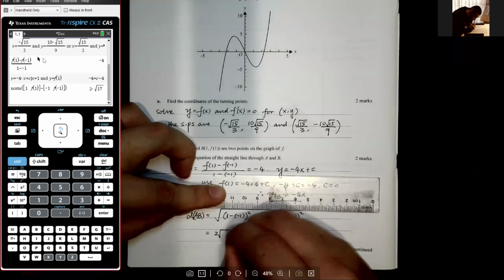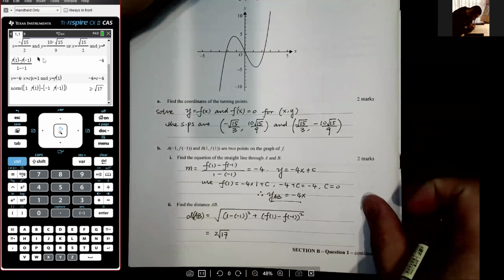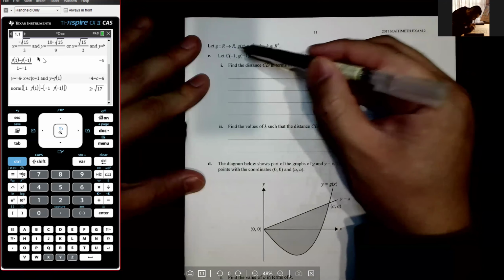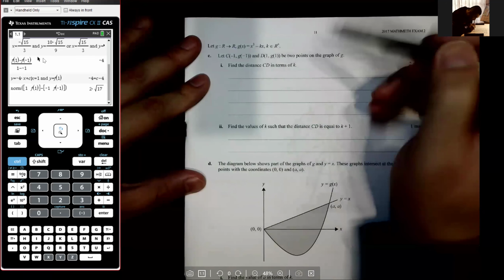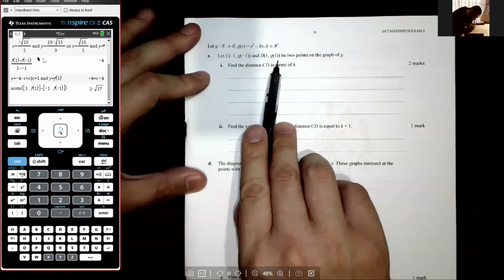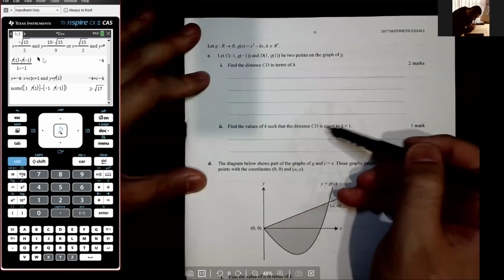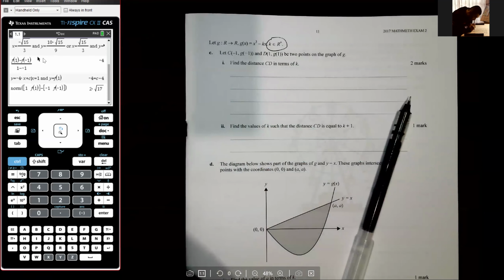Okay, so that is the first 5 marks. Then we move on. Now you have another function g of x, which is x to the power 3 minus kx, where k is a positive real number. We have C and D. We want to find the distance CD, and then find the values of k such that the distance CD is equal to k plus 1. Notice that k is positive. Therefore, when you solve relevant equations, you need to embed that condition.